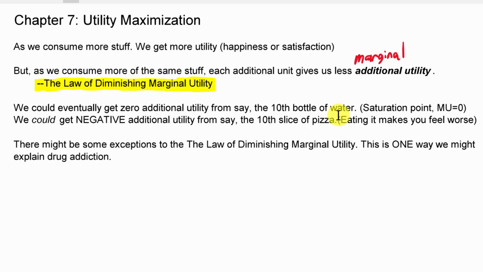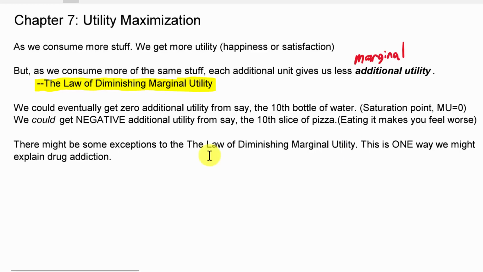So all those things can fit into this framework of talking about total utility. How much total happiness do you have from doing something? And marginal utility. How much additional happiness do you get from each additional unit of doing something?